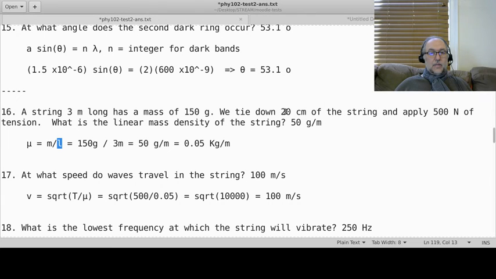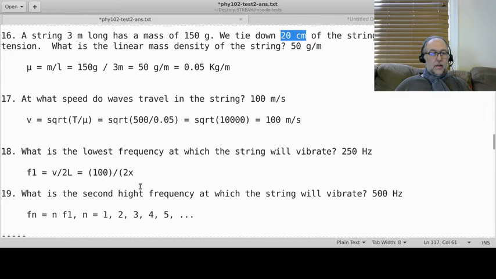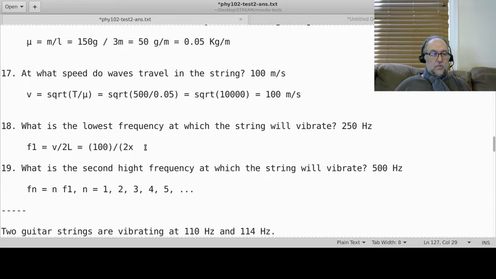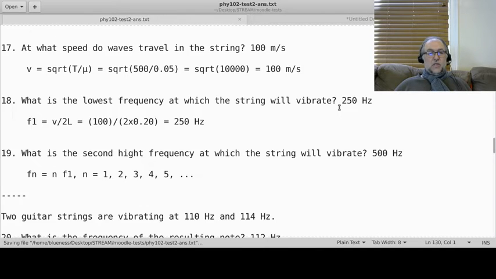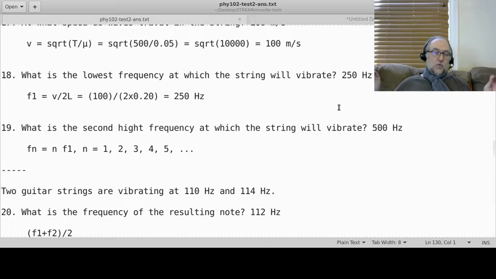Okay, and so let's take that 20 centimeters there and put it right there. But we want to do this in MKS, so you need to convert that to meters. 20 centimeters is 0.2 meters, like that. Okay, and so if you work that out, that gives you 250, and everything is in MKS, so that's per second or hertz, like that. Okay, so that's the lowest frequency at which this string will vibrate. It basically has two nodes at the very end and just like a bubble in the middle, an antinode in the middle.